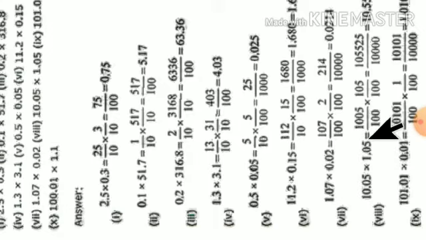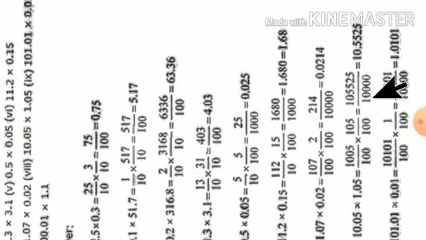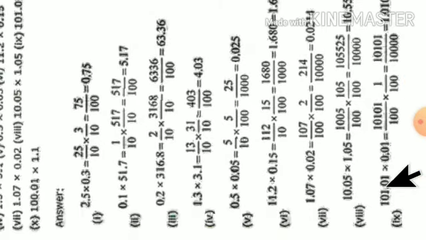10.05 into 1.05 equal to 1005 upon 100 into 105 upon 100 equal to 1,05,525 upon 10,000. So down here 4 zeros are there. So after point 4 digits will come. So 10.5525.